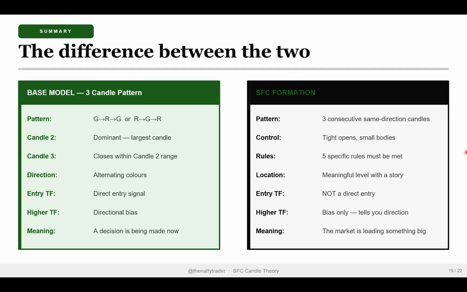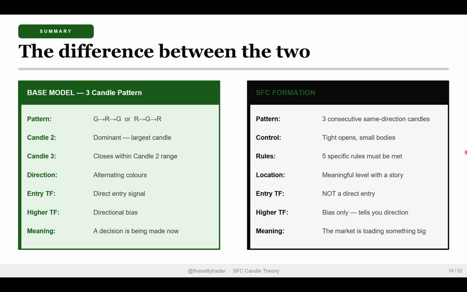Now let's do the summary and talk about the difference between the two. The base model is the 3 candlestick pattern. One is green, red, green, and the other is red, green, red. Green, red, green is bullish, and the other one is bearish. Candle 2 is the largest candle. Candle 3 closes within the range of candle 2. Candle 1 also closes within the range of candle 2.